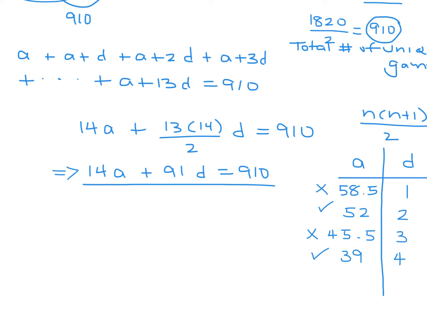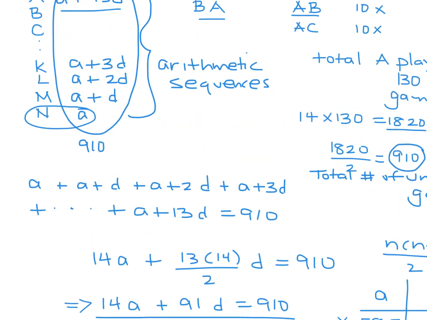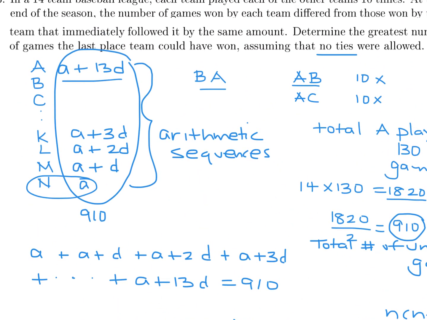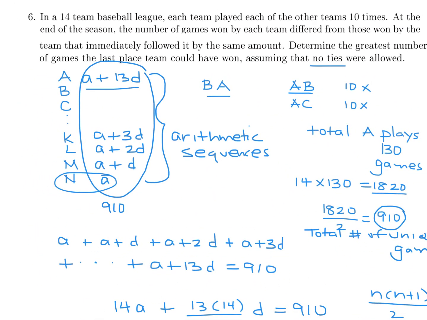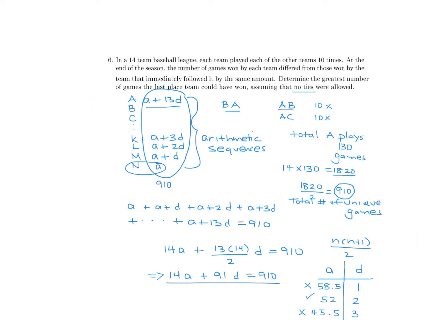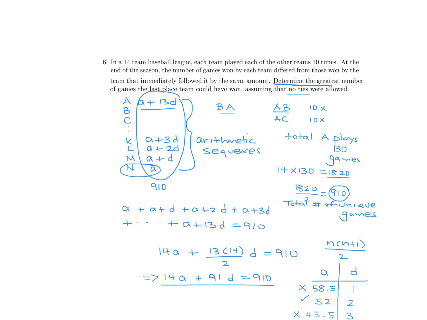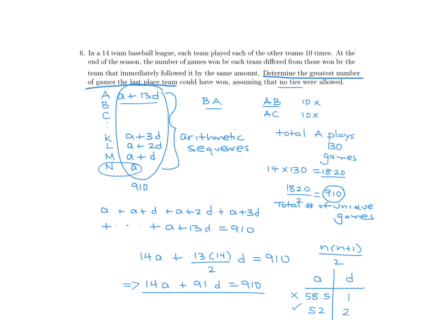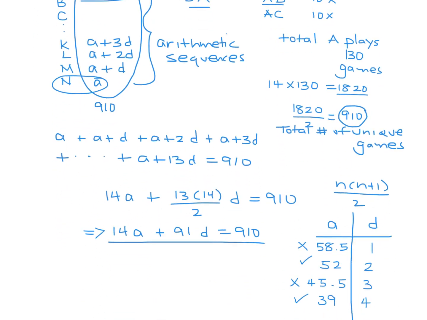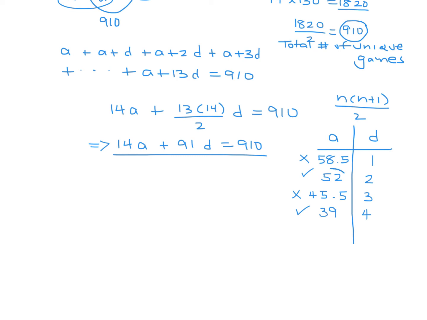Well, they want the greatest number. Remember, the question says, determine the greatest number of games the last place team could have won. Right here. Determine the greatest number of games the last place team could have won. So since you just want the greatest, we've already got 52. And it seems like these numbers are going to get smaller and smaller. So the answer to this question is 52.